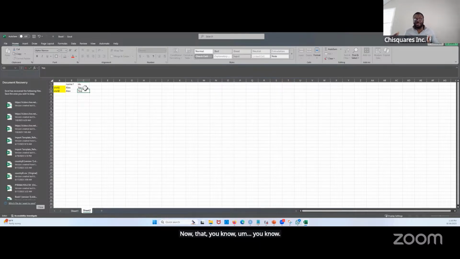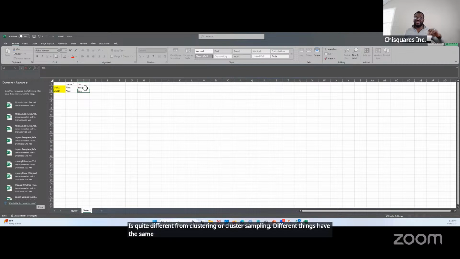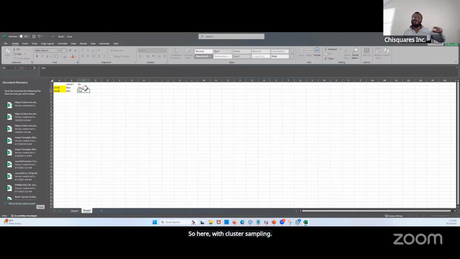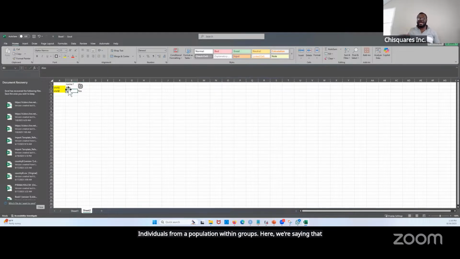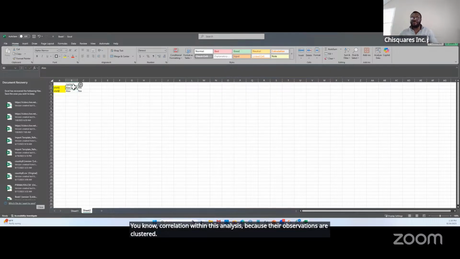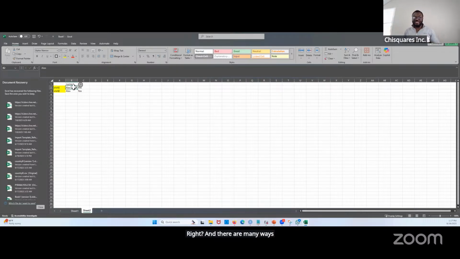Now, Courage raised a point, right? So, accounting for clustering. In this case, the clustering we're talking about here is quite different from cluster sampling. Different things have the same name. With cluster sampling, we're asking how do we select individuals from a population within groups. Here we're asking how do we account for correlation within this analysis because the observations are clustered, right? And there are many ways to do that statistically.